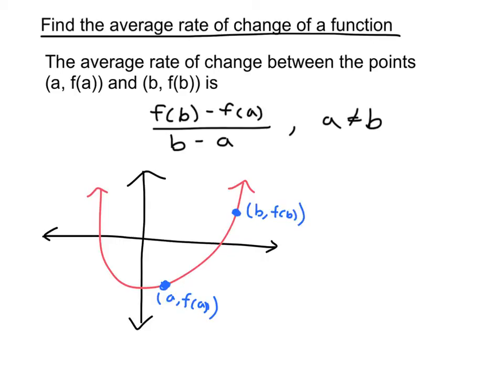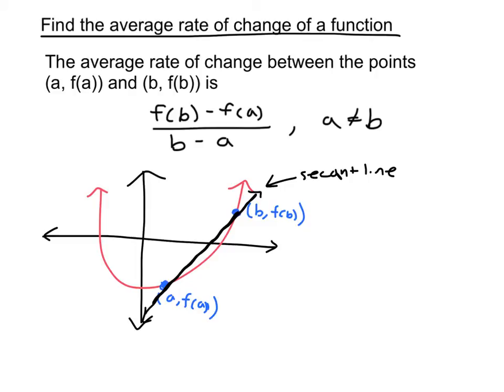The average rate of change is basically, if I were to draw a straight line through those 2 points, the slope of that line. This line is called the secant line because it's going through the graph at 2 points. So this is called the secant line, and the slope of the secant line is the average rate of change.